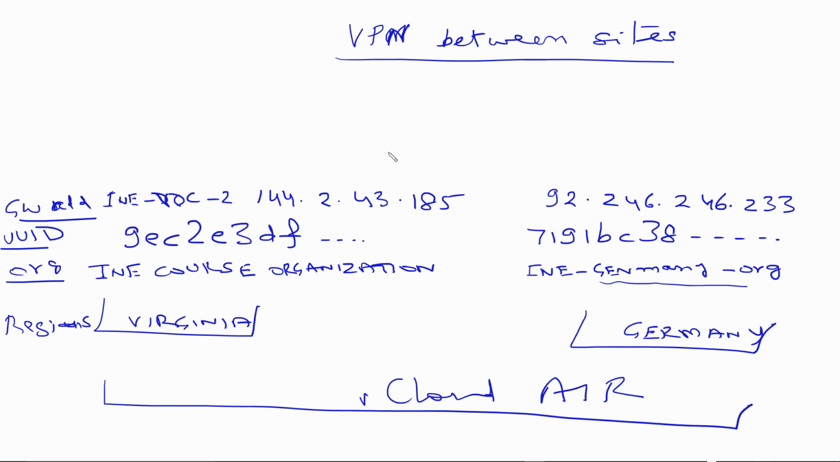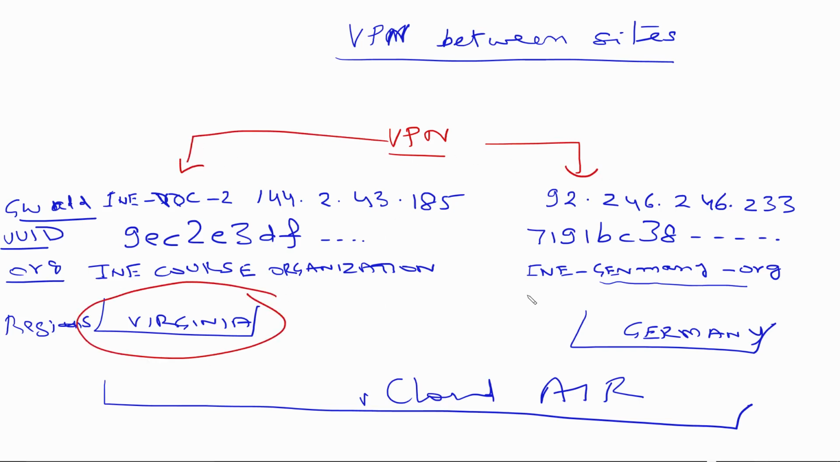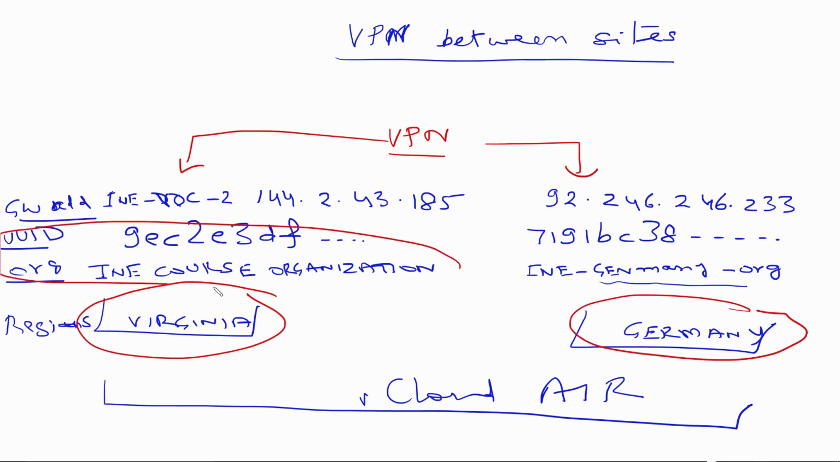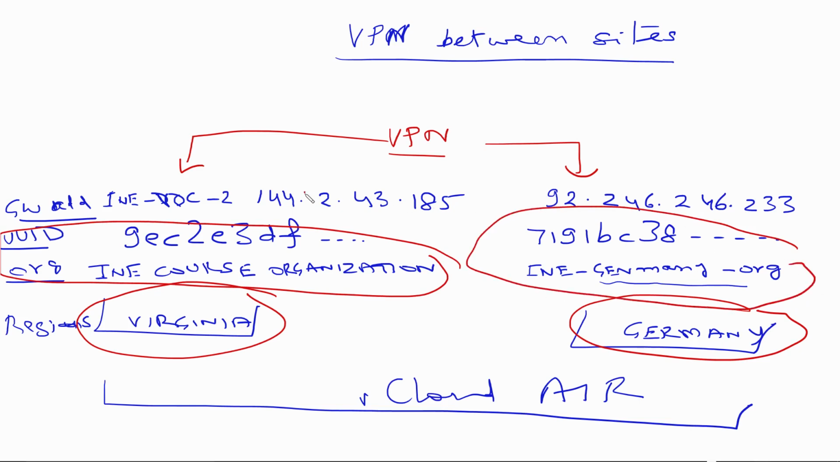And really what I'm doing now is different color for this. I have already actually set up the VPN here. So the VPN basically connects two separate regions, two separate organizations, two separate gateways.